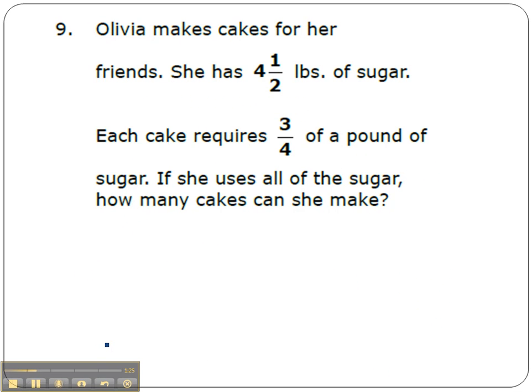Okay, number 9 says, Olivia makes cakes for her friends. She has 4 1/2 pounds of sugar. Each cake requires 3/4 of a pound of sugar. If she uses all the sugar, how many cakes can she make?